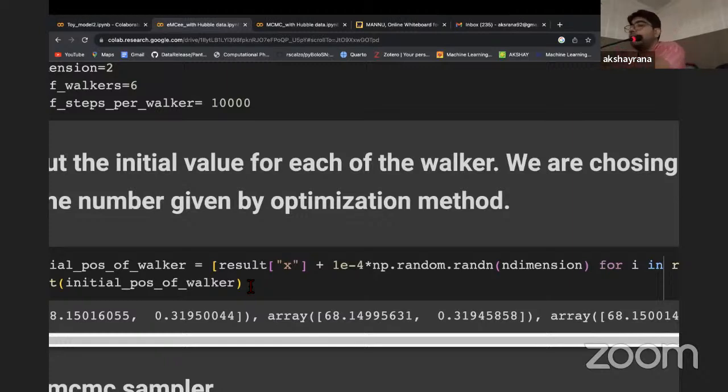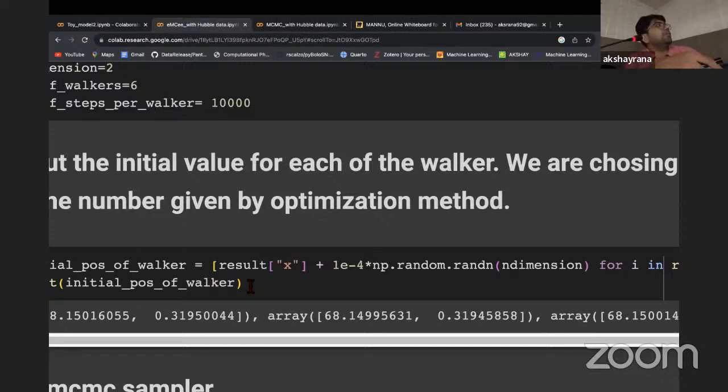Let's say this is the mean value coming from the chi-square. Then you are adding some random Gaussian error, 10 to the power minus 4 times some random dimensional error. It makes one worker move here, another random worker there. This is the amount of error you are adding to your chi-square result, so that all your workers are going to have different values.